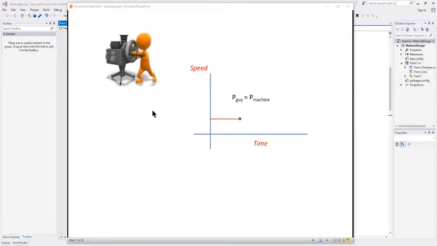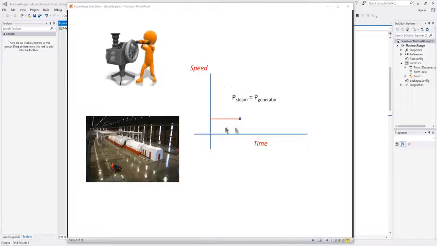Now, this concept is no different whatsoever from that of a utility generator, where we have power going in in terms of steam and power going out in terms of electricity the generator is generating. So exactly the same. It's been going at a constant speed because the power associated with the steam coming in is equal to the electric power generated and going out to the system.